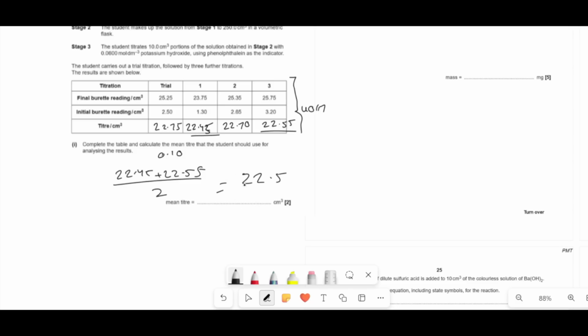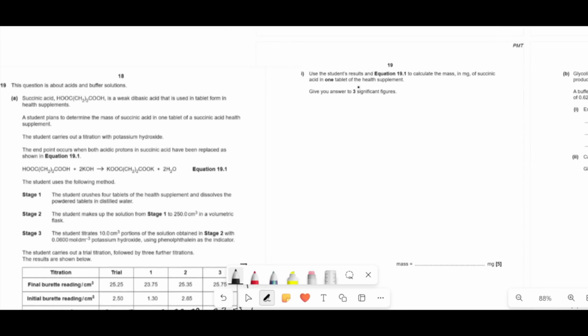Now, when you're doing this, like I said before, don't just say, oh, I'm going to work out moles of this and that. This is the volume of the KOH that reacted with 10 centimeters cubed of the acid. If you're going to work out moles of something or use a quantity, you need to know where it belongs and what you're going to do next with it. If you don't, then you don't know what you're doing, and you're going to get every single one of these wrong every time.